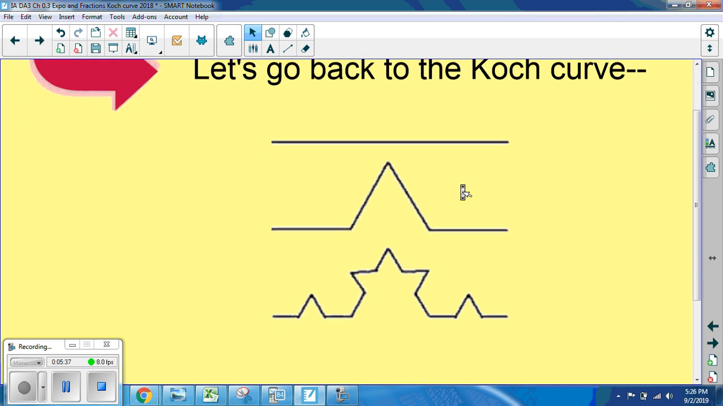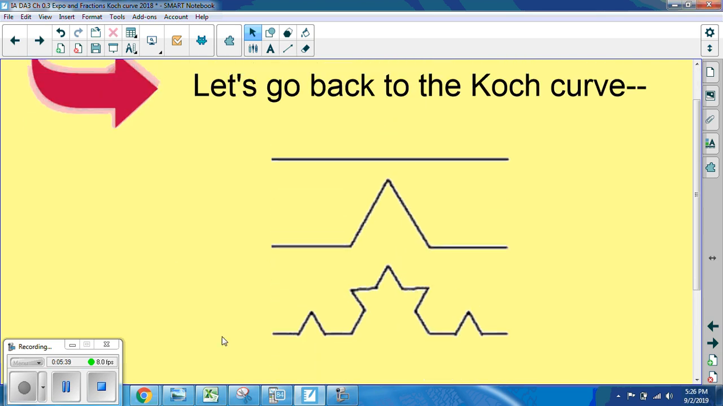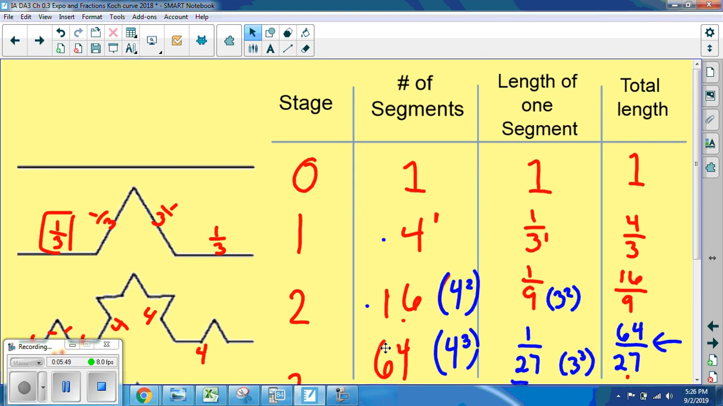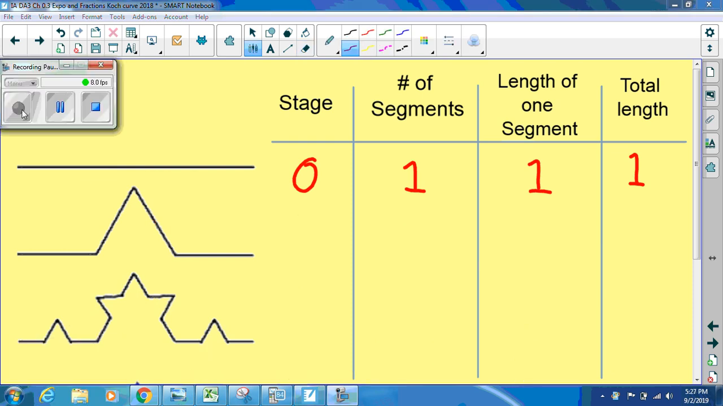Pretty cool. Let's go back to this Koch curve. Let's take a look at the stages that we did here. We had stage 0, stage 1, stage 2, where we started to get this kind of star pattern in the middle. Let's look at how that relates to our fractions. You know what, I'm going to go ahead and erase all this. Let's take a look at how this relates to fractions.